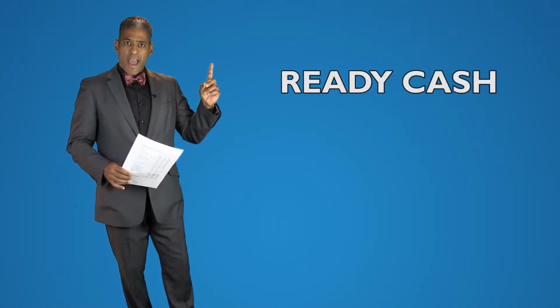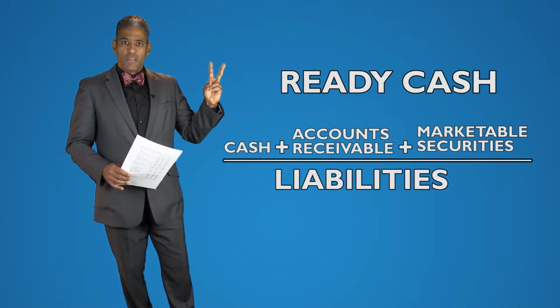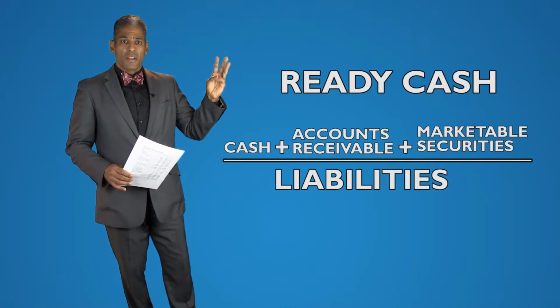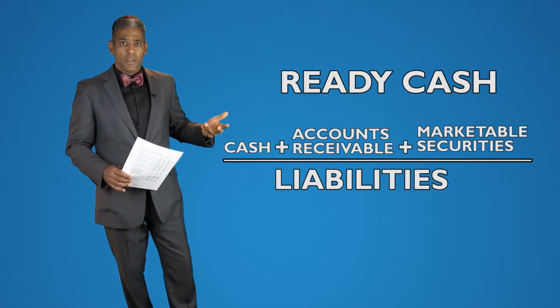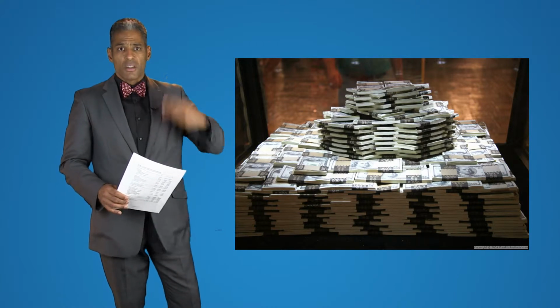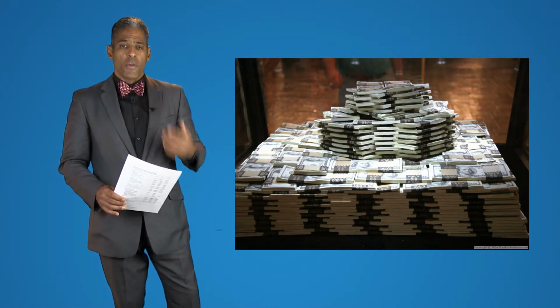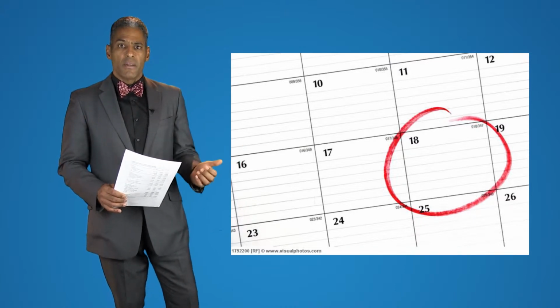Next, the asset test, ready cash. Cash plus accounts receivable and marketable securities divided by our liabilities. Do we have ready cash to pay when the call comes in that says 20 days due to payment at the end of the month?